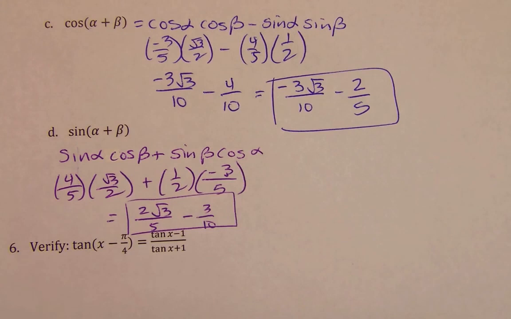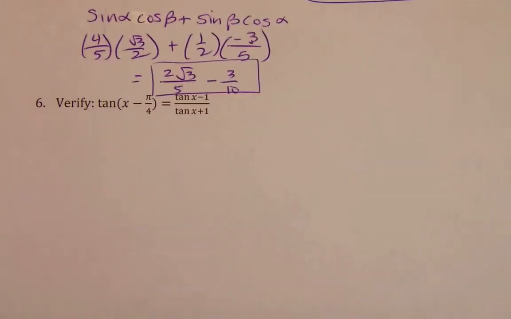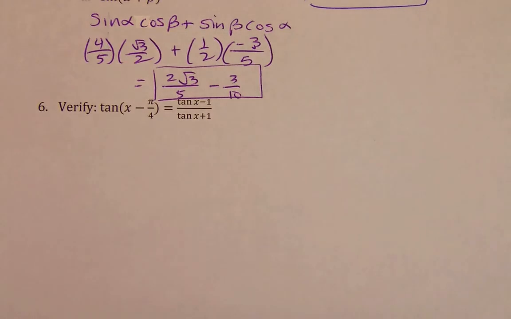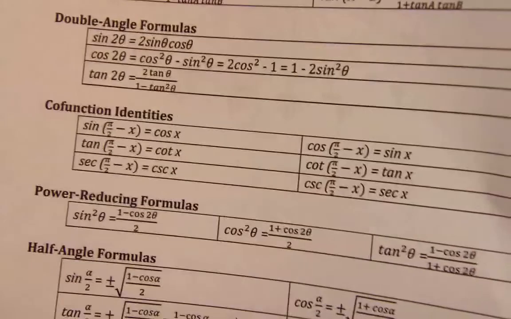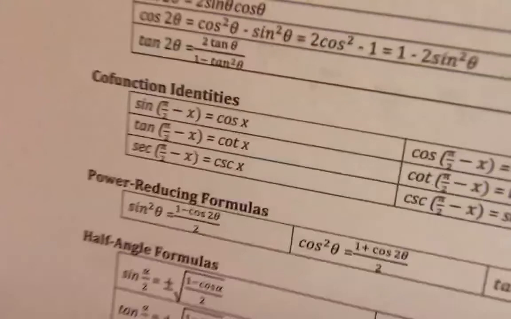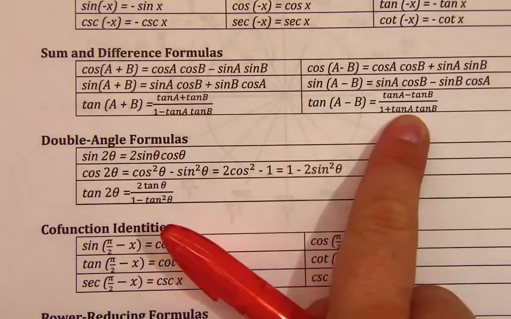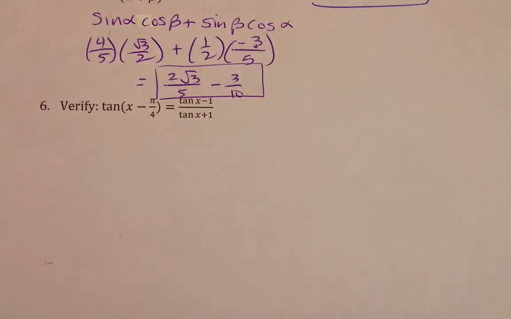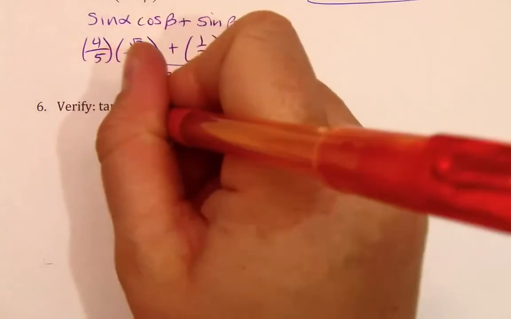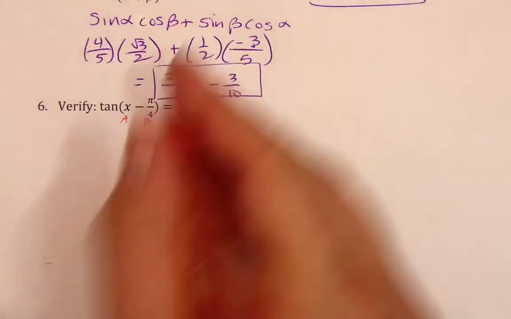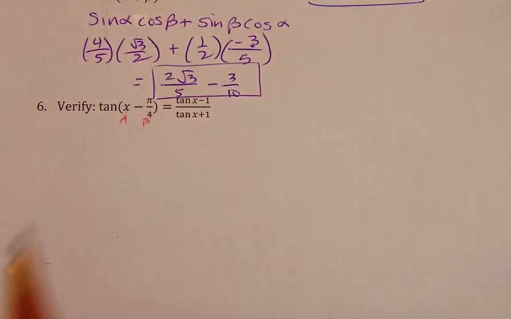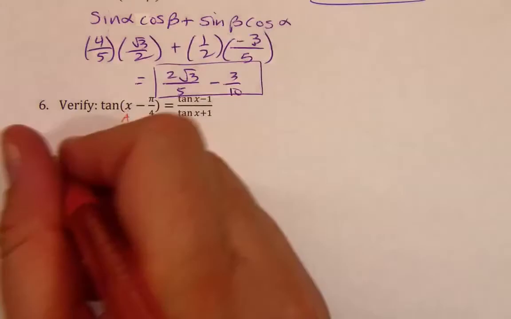Okay. One last example. Let's go ahead and verify this. So we have this trig identity here we want to verify. We're going to use the tangent difference formula. So tangent difference formula is right here. So that's a formula we're going to use. And this is my A and this is my B. And notice we have x and then pi over 4. So we'll be able to do some evaluating here.